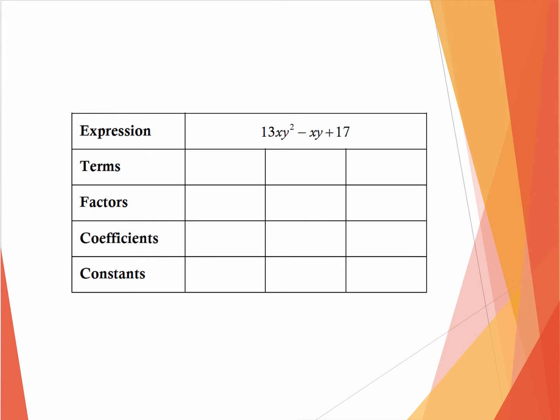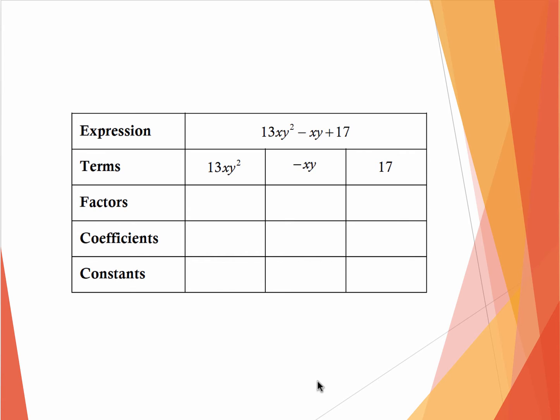So let's look at an expression. Here I have 13xy squared minus xy plus 17. Let's start by listing out the different terms. Remember, terms are separated by pluses and minuses. So my first term is 13xy squared, my second term is negative xy, and my third term is 17. Remember that the sign goes with the term that is behind it.